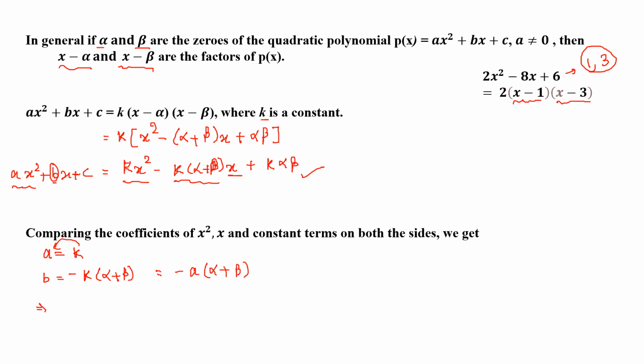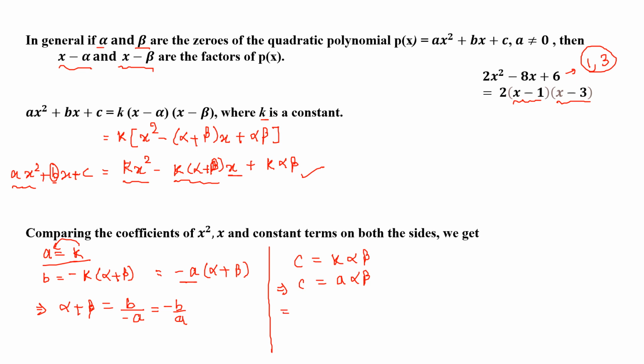And from here, if I have to find alpha plus beta, what will it become? I am going to transpose minus a to this side. So it will become b by minus a, which I can write in a standard form as minus b by a. So the sum of the roots is minus b by a. Next, again, if I compare the constant term, I can write c equal to k times alpha beta. Further, the value of k is equal to a from here, isn't it? So I'll replace k with a. So alpha beta I will get as c by a.